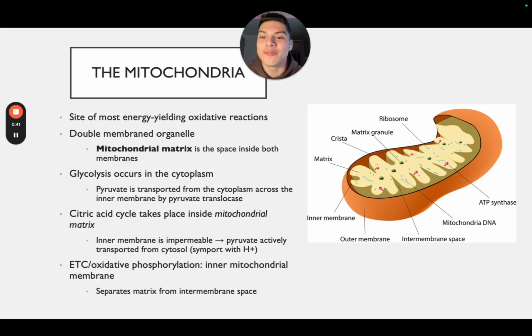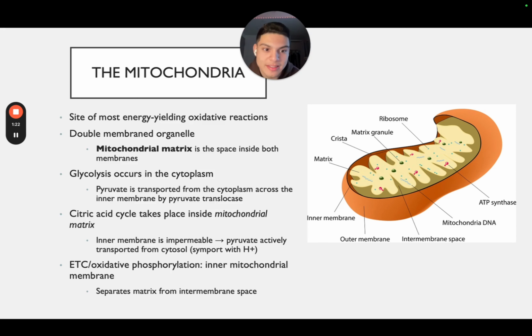Basically, it's the site of most energy-yielding oxidative reactions. So the ETC is in here, the Krebs cycle, where we generate the most coenzymes, NADH and FADH2. The mitochondria itself is double membrane. Basically it has three spaces. We have the extracellular matrix, which is outside the mitochondria. We have the intermembrane space, and then we have the mitochondrial matrix. So there are three spaces with this double layer. Glycolysis occurs in the cytoplasm, and as I mentioned before, pyruvate has to get inside the mitochondrion.